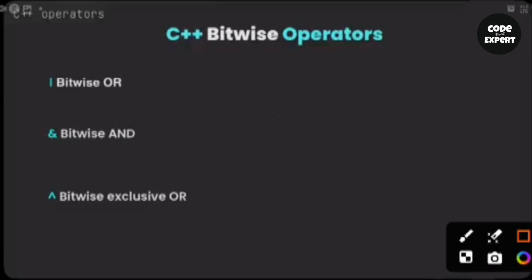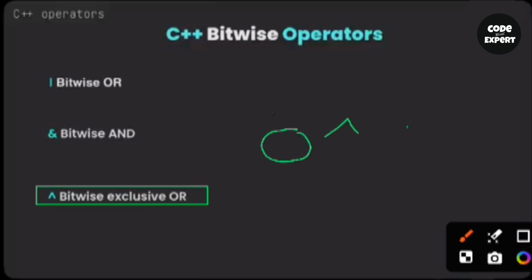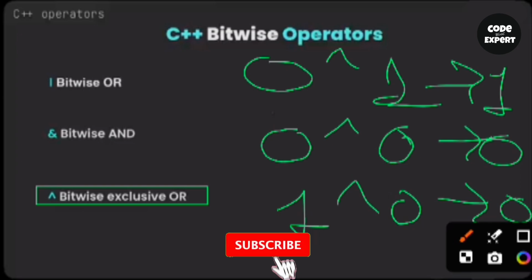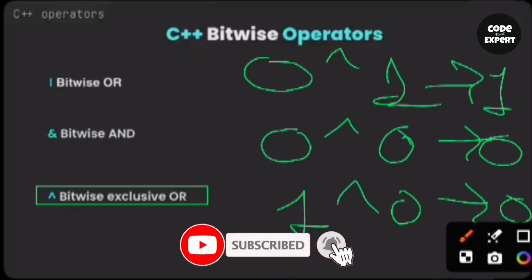Now let's see what is bitwise exclusive OR. If I write exclusive OR between two same numbers, it will always give 0. But if one of them is different, then only it will give true. Okay, it is not a great thing, bitwise exclusive OR.